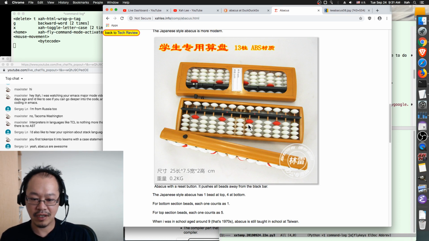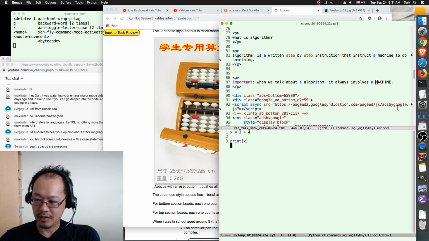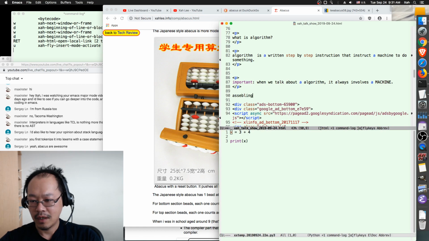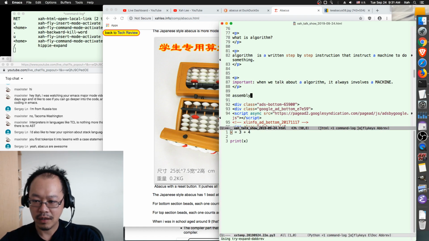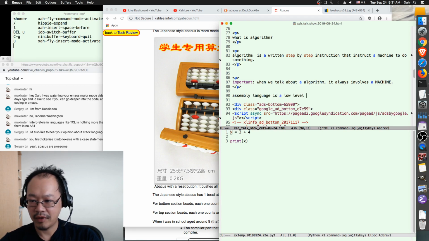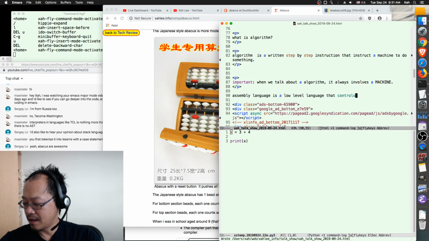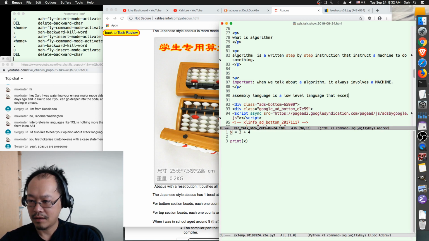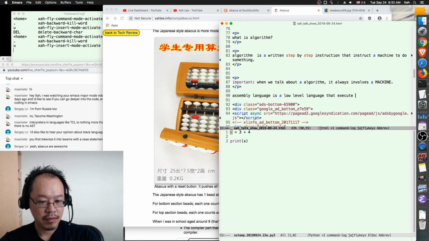So assembly language is a low level language that controls the machine, that executes instructions of the machine.